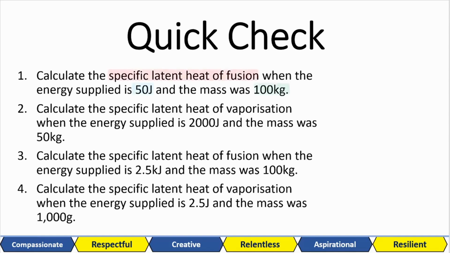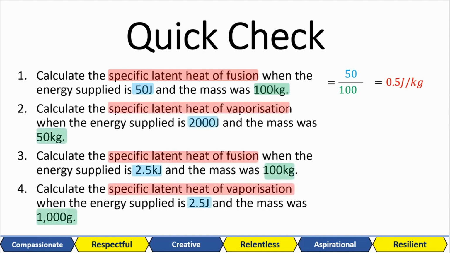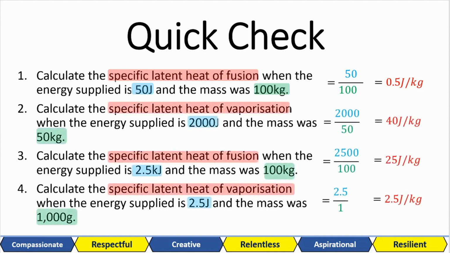We need to work out the specific latent heat, and we've got 50 joules and 100 kilograms. This gives you 0.5 joules per kilogram. The rest of the answers will look like this. Notice that we had to convert the kilojoules into joules and the grams into kilograms over here and over here.